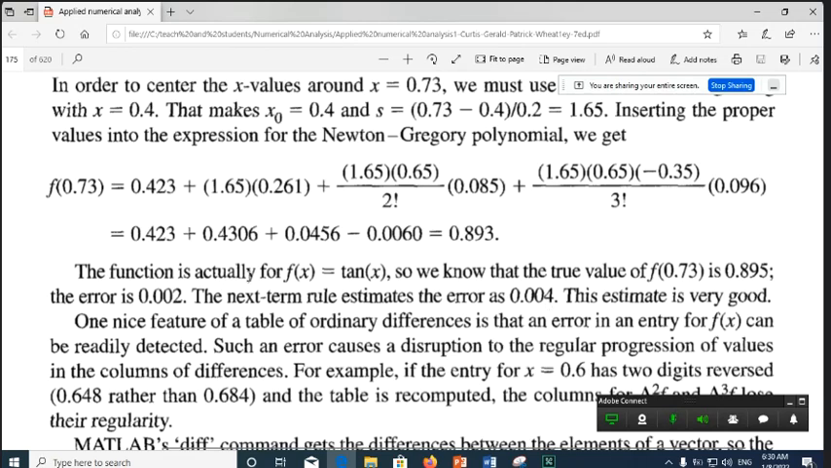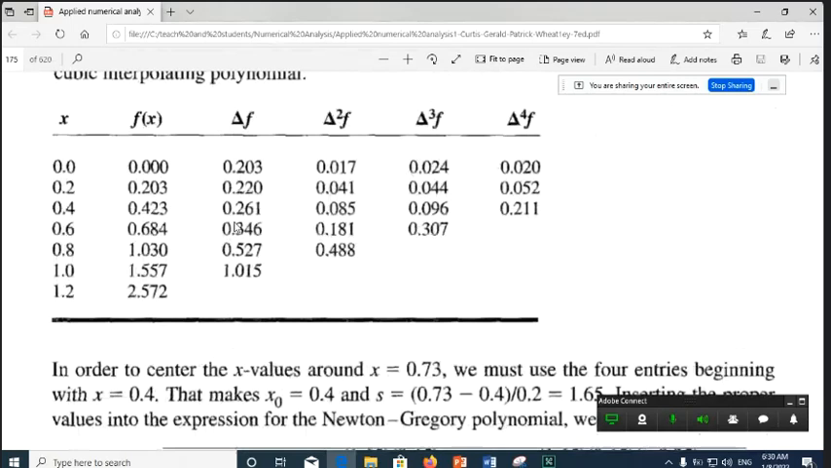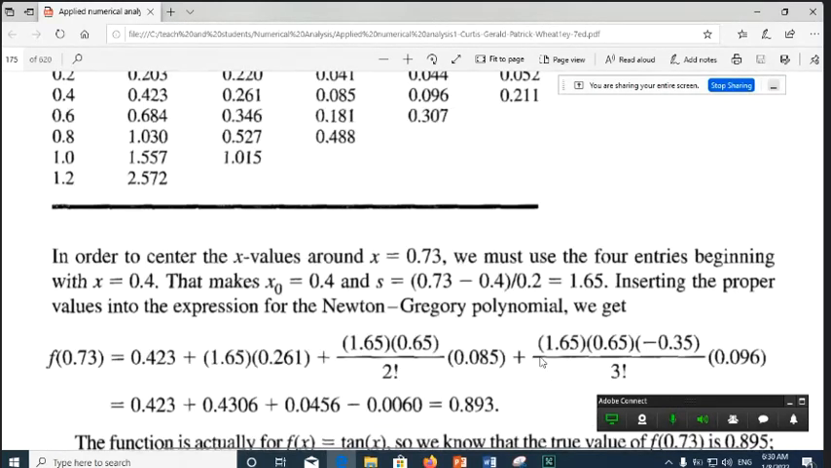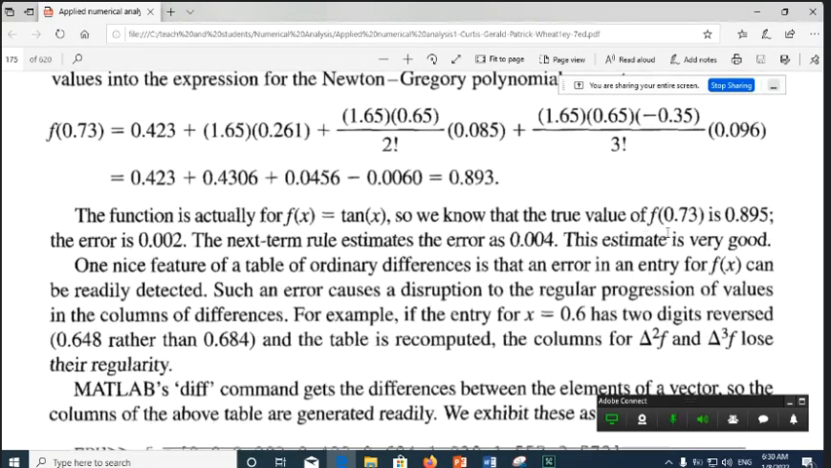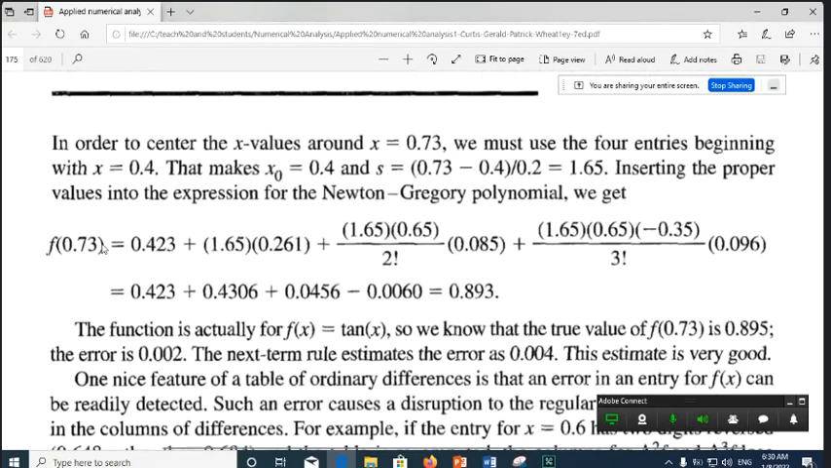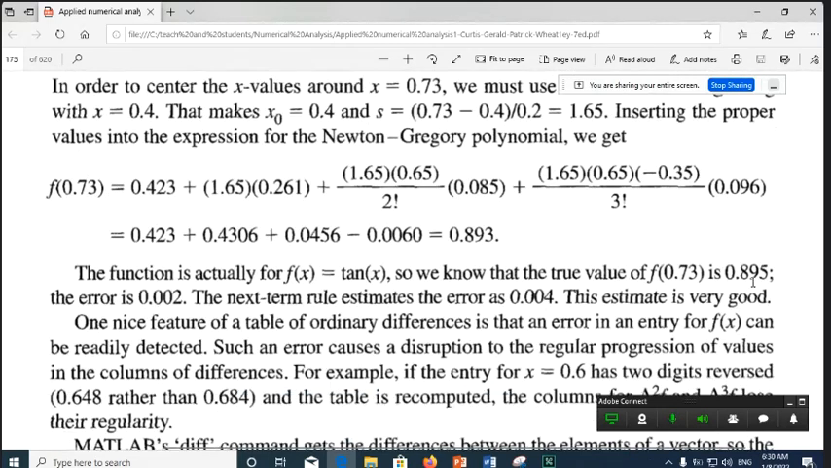And the function f(x) is actually the tangent of x. This value is related to the tangent, and the real value of the tangent function at the point 0.73 is 0.895, which is quite close to the interpolated value, and the error is 0.402.